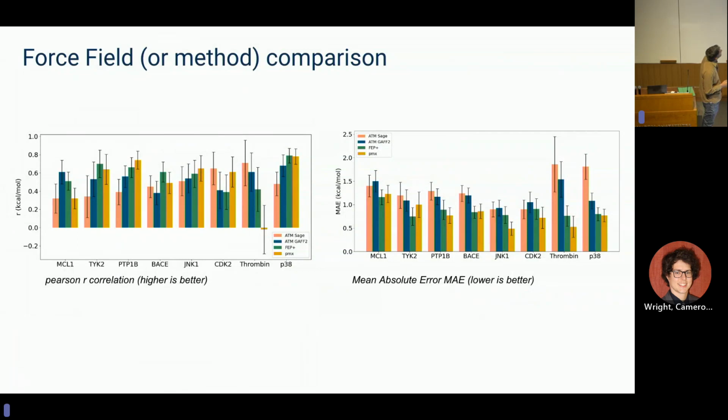And so this is a comparison for ATM with Sage and ATM with GAFF2. And again, we also put FEP+ and PMX for reference. And this now has more replicas and so on. So we get actually on average worse correlation for OpenFF2 and marginally better here for FEP+ or GROMACS here. For MAE it is the same kind of results.